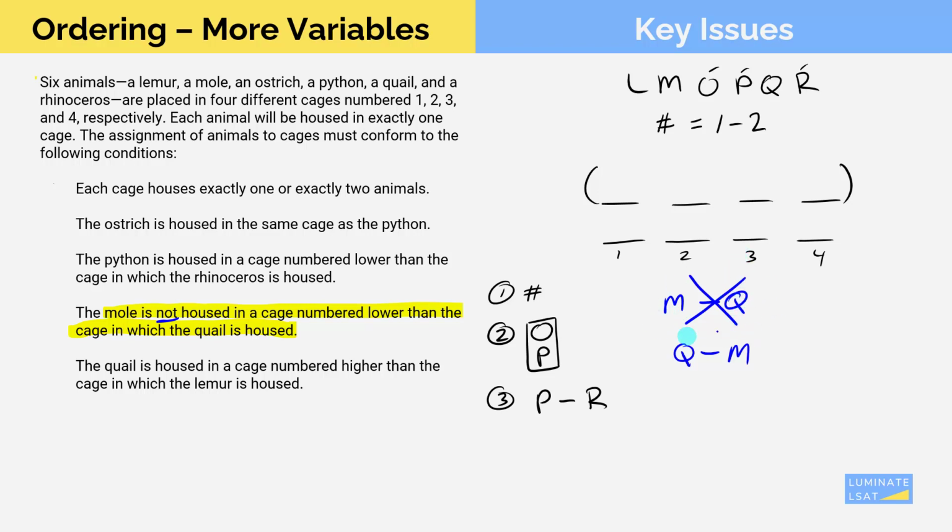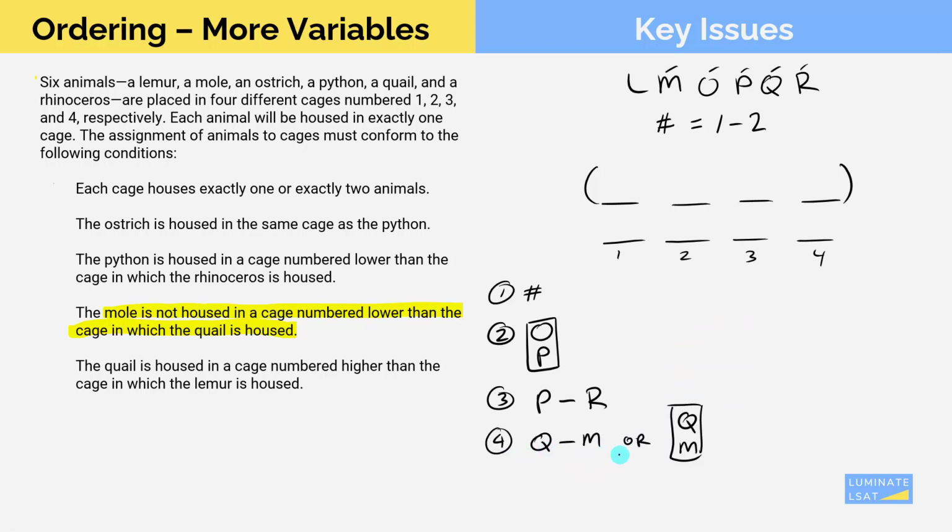So to represent what this rule really means, I actually like to draw out both of the possibilities. Either Q is before M, or Q and M are together in the same cage. So I actually have two options for this rule. So that's how I'll diagram it over here. And the final rule says the Q is higher numbered than the L, so that's going to look like this.